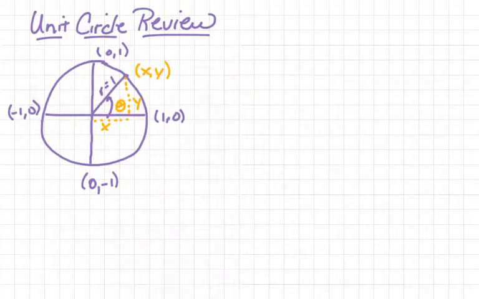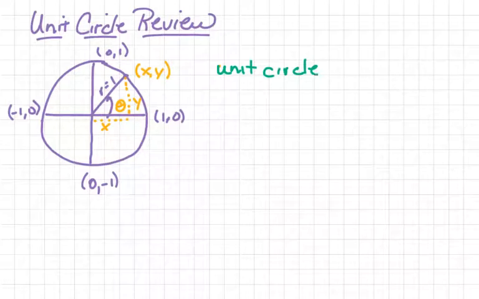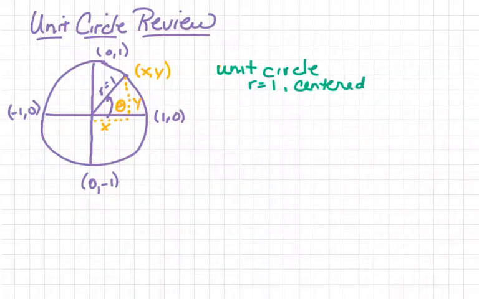The unit circle pops up continuously throughout Calc 2, so it's always worthwhile to do a unit circle review before we get started. So let's look at the circle that I've drawn here. You can see that a unit circle has a radius of 1, and it's centered at 0, 0. The characteristics of the unit circle are that the radius is equal to 1 and it's centered at 0, 0, the origin.